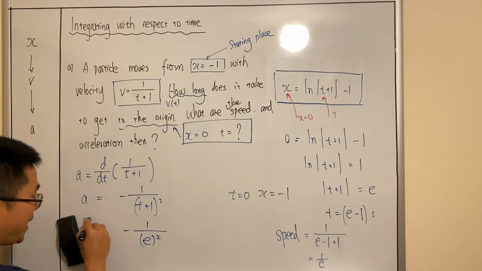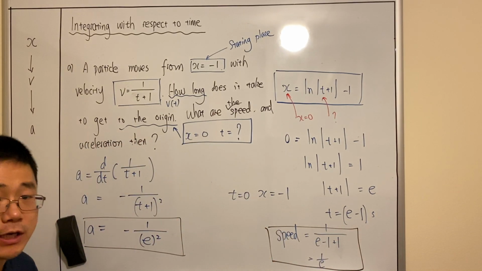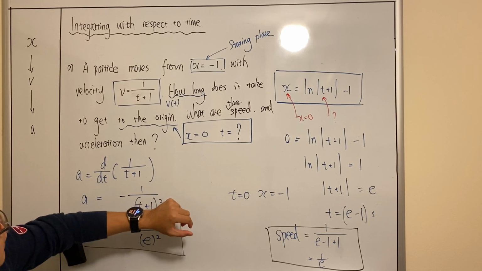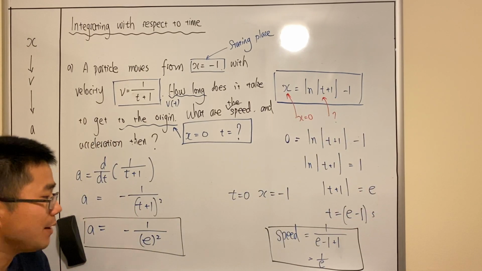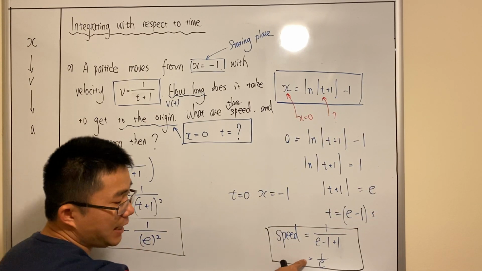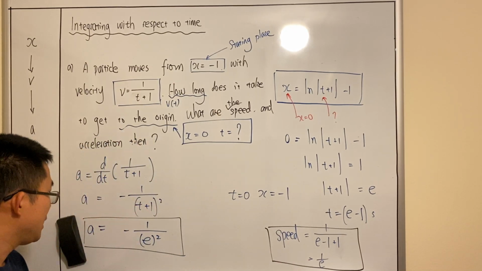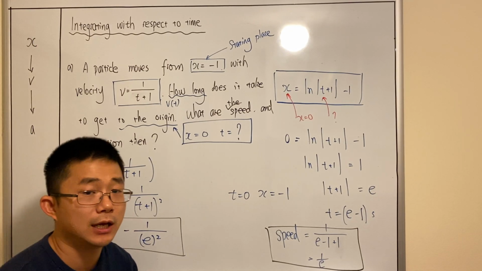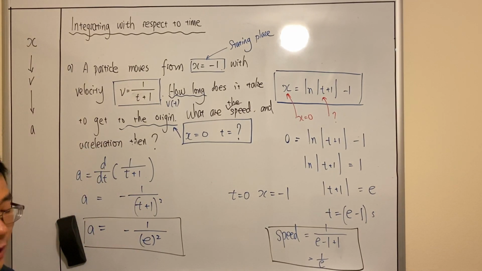All right, so we have the speed here, which is equal to 1 over e. We have the acceleration is negative 1 over e squared. And we have an equation in terms of x and t. Now, if I want to describe the motion, as you can see here, the speed is positive, which means the particle is moving in the positive direction. And acceleration here is negative, which means the particle is slowing down. All right, so that's the first question here, using integration to find the answer. Okay, let's move on to the next one.